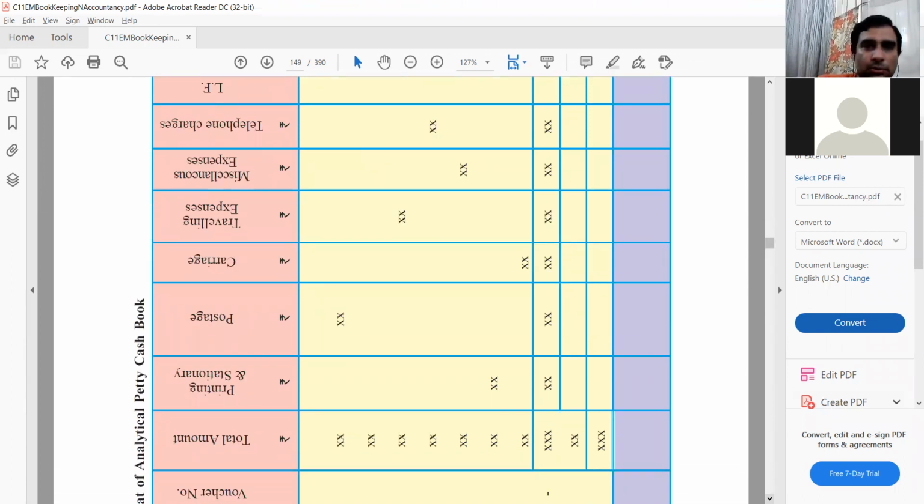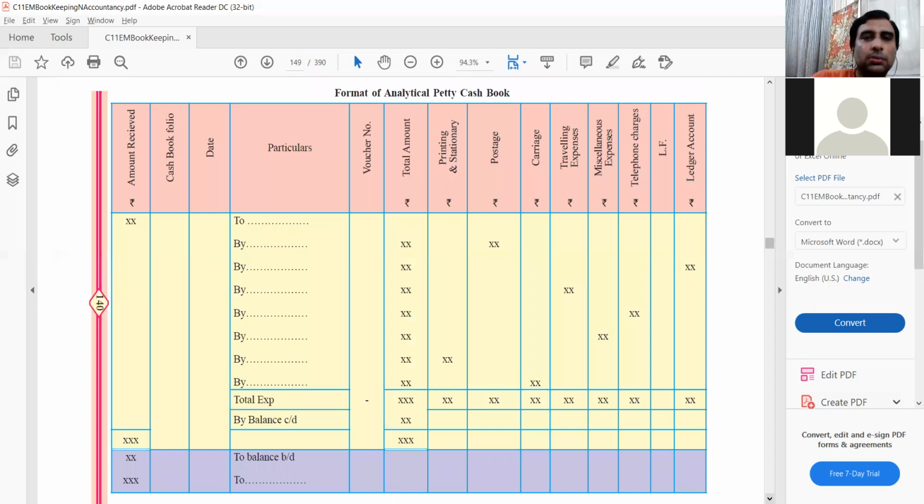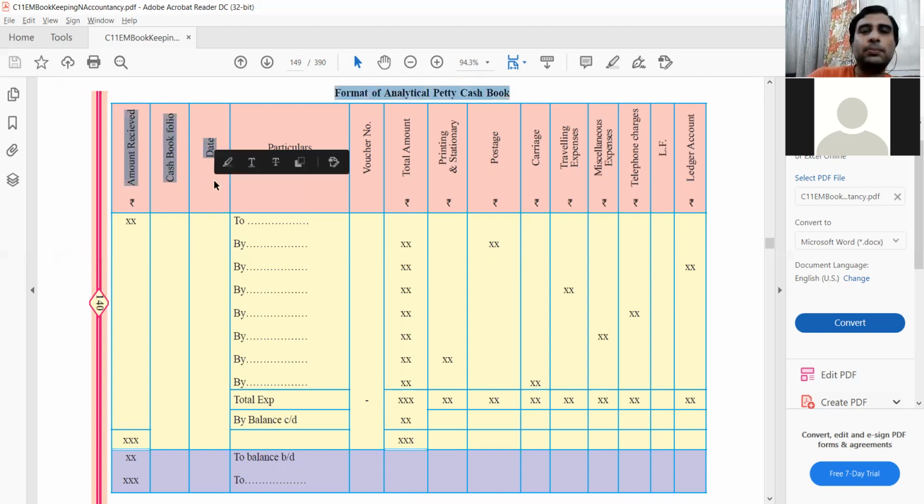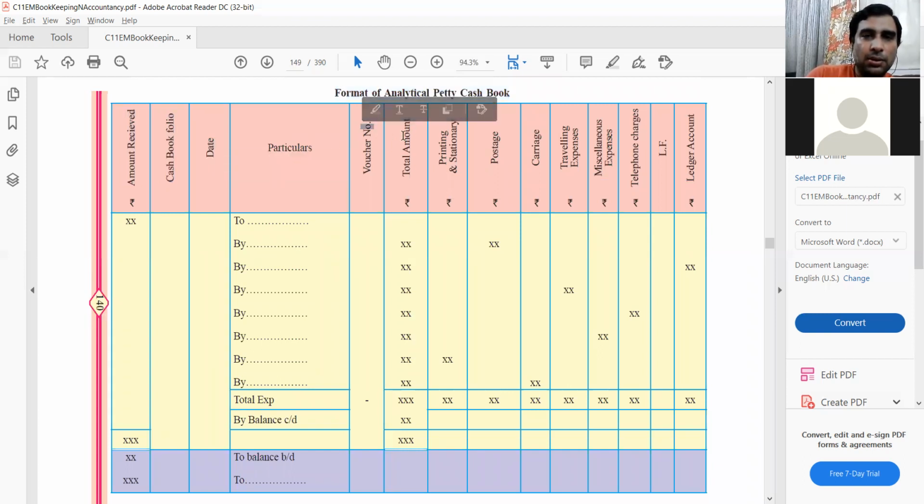Let's look at this. Okay. So what are they saying? The format per se remains the same. The first column is amount received. This is the folio number, which is there. Then the date, the particulars, voucher number, this is the total amount, and this is the respective type of expense.